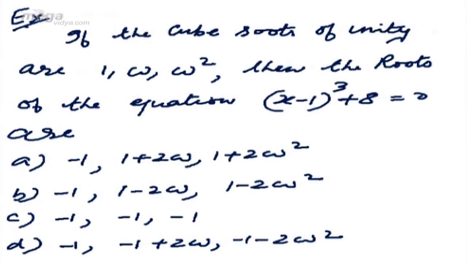If the cube roots of unity are 1, omega, omega square, then the roots of the equation (x minus 1) whole cube plus 8 is equal to 0 are: A, minus 1, 1 plus 2 omega, 1 plus 2 omega square. B, minus 1, 1 minus 2 omega, 1 minus 2 omega square. C, minus 1, minus 1, minus 1. And D, minus 1, minus 1 plus 2 omega, minus 1 minus 2 omega. Now let us see the solution.